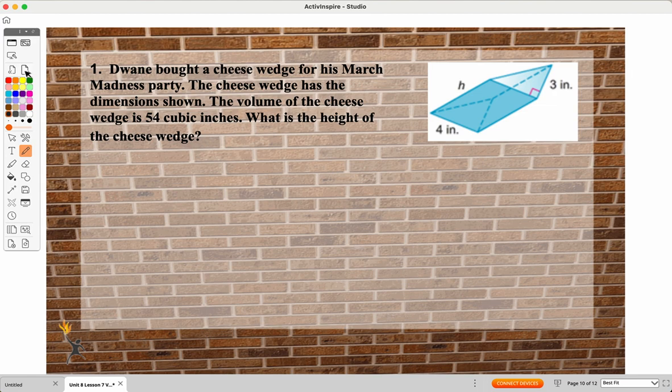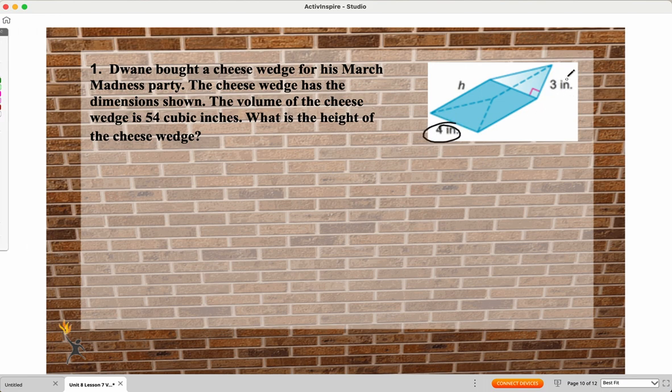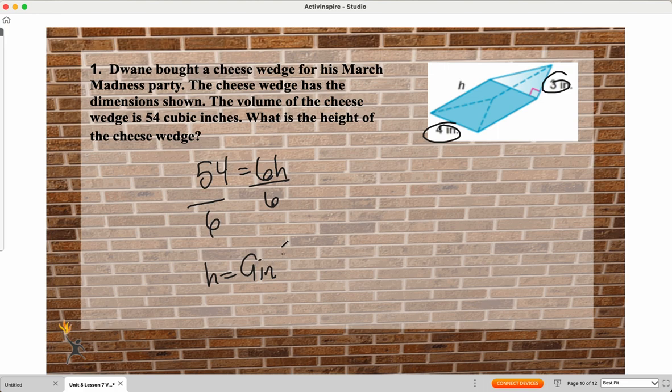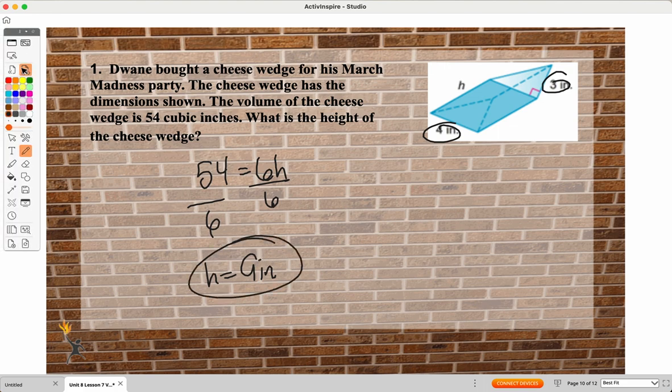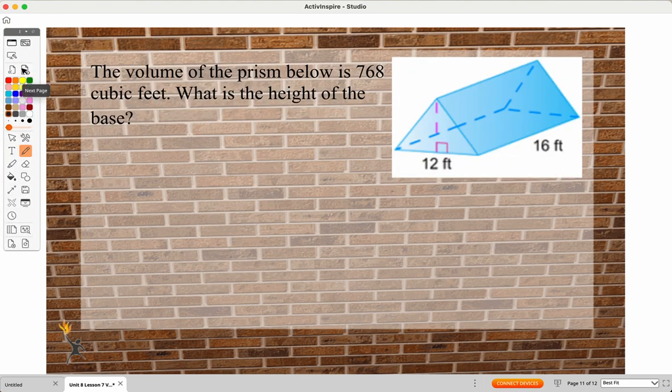Now I can work my way backwards. I've got the information I need for big B. So I've got 54, and big B is 6, so 54 equals 6 times h. Divide both sides by 6. H is equal to 9 inches of cheese. That's a lot of cheese. All right, go ahead and figure this one out for me.